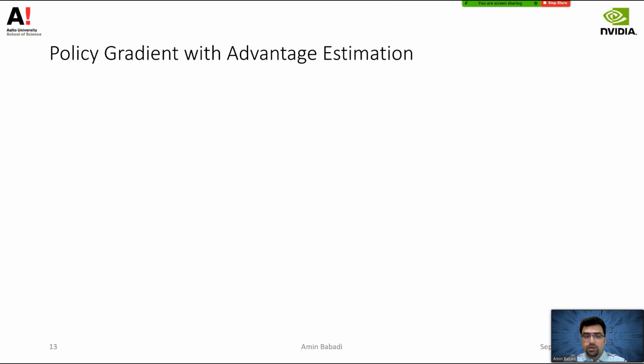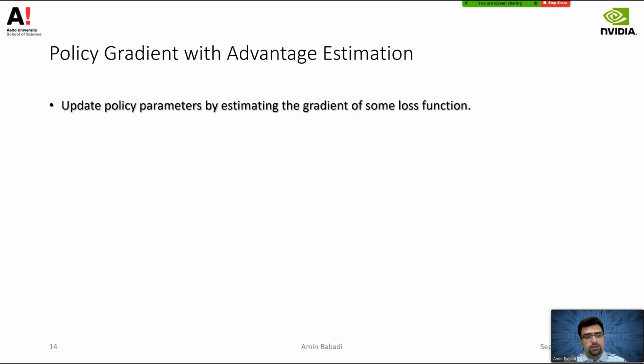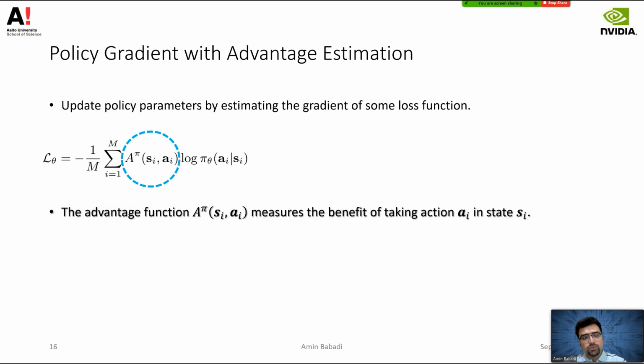One of the most popular families of reinforcement learning methods is called policy gradient, and its idea is simply to update the policy parameters by estimating the gradient of some loss function. And there are some options for the loss function in policy gradient, and I'm showing one of them that we are interested in here. So this one is assuming that we have m data points that we have simulated using our policy, and then it uses a function called the advantage function, or A_i, that measures the benefit of taking action a_i in a state s_i.